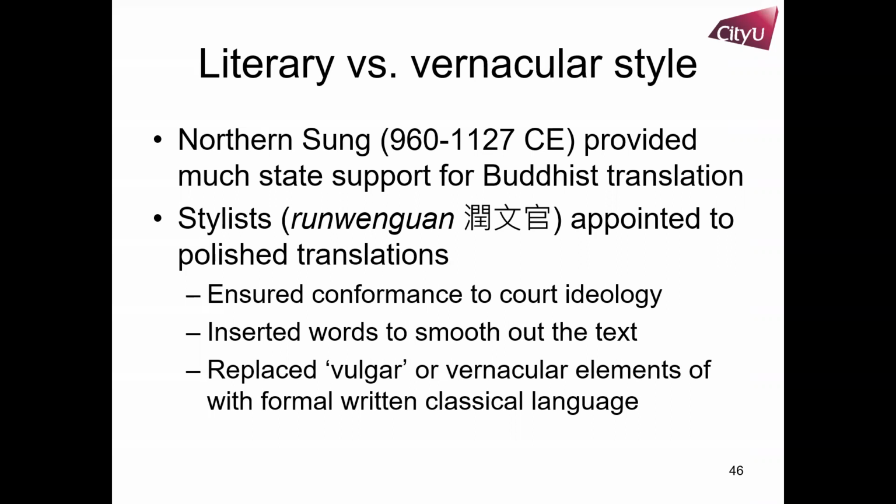And in particular, they actually appointed civil servants, I suppose I can say, called stylists, to polish the Buddhist translations. One of their job descriptions is to ensure that the translation conforms to the court ideology. No mentioning of the emperor's name, for example. They were also in charge of inserting words to smooth out the text, and perhaps most pertinent to our study, they were tasked to replace vulgar or vernacular elements in a translation with more formally written classical language.